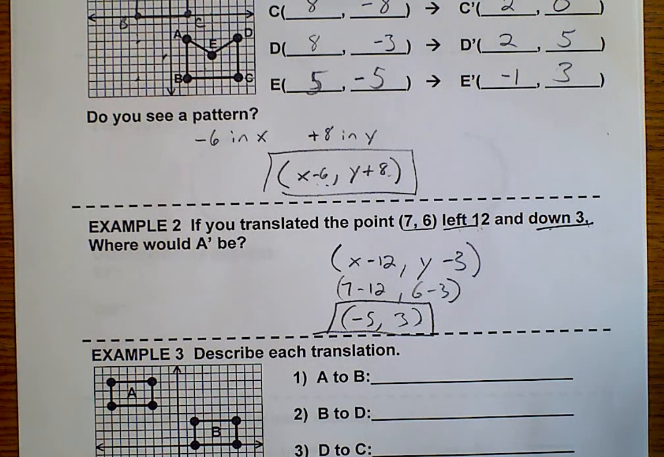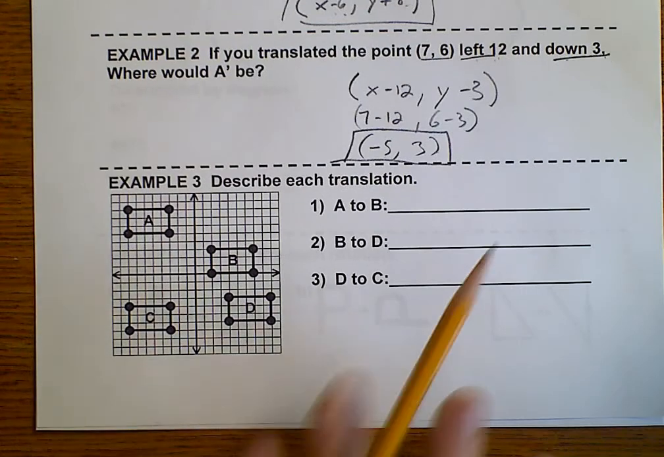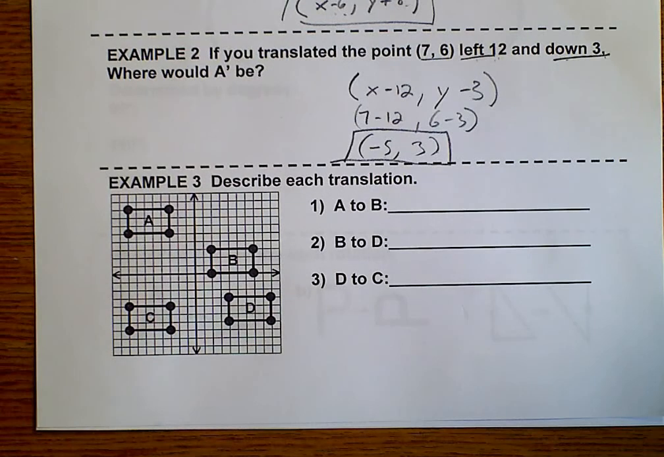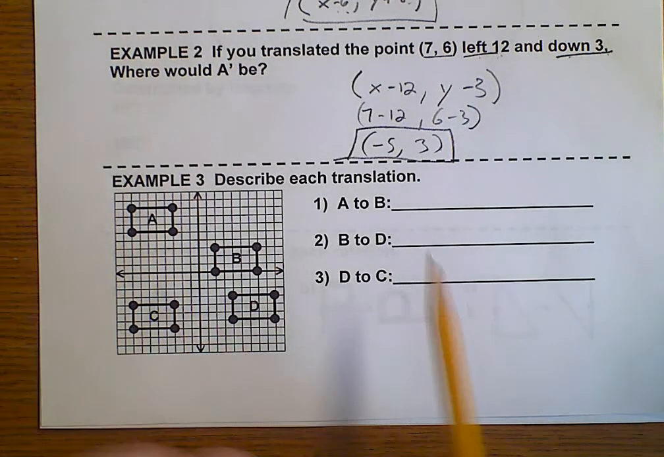So translating is really just that simple. It's a matter of how do we get from one point to the other. Before, we were told how to translate by. Now we're going to try to figure out what the translation was. You'll notice all four of these shapes are congruent. And we need to figure out what the translation was. So how did we go from A to B?